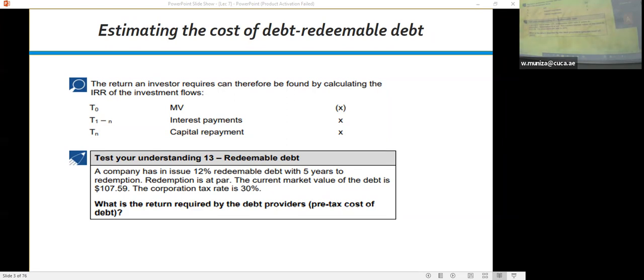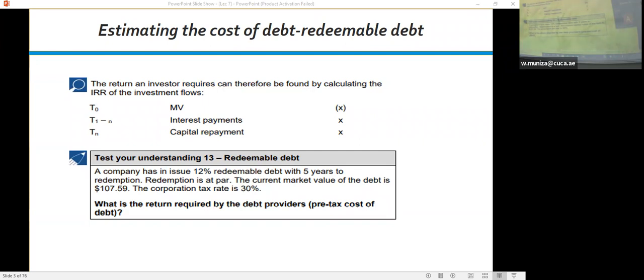So that's what they are telling, that the required return by an investment is going to be the IRR of the investment flows, because IRR is the rate of return at which the NPV of the project is zero. Do you remember, students, what is IRR? It is a point where NPV of the project is zero. Anyhow, let's do this understanding.